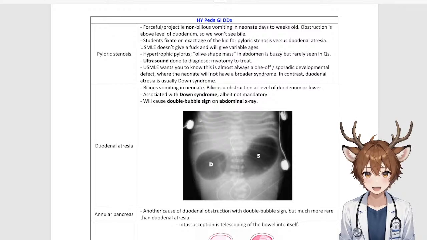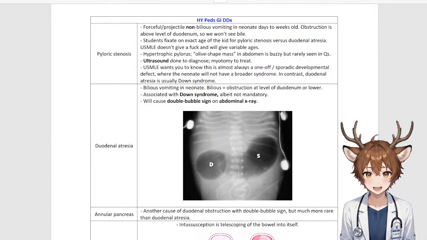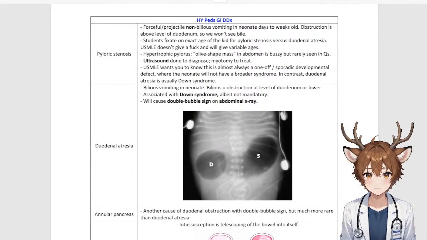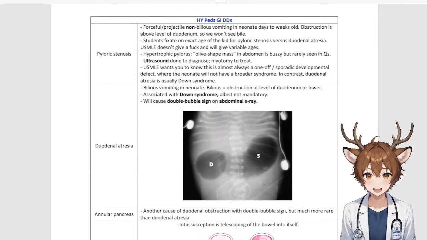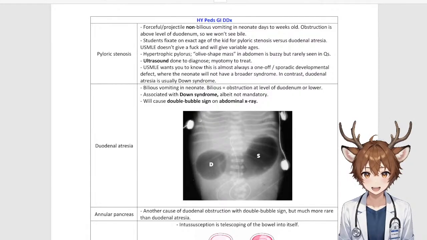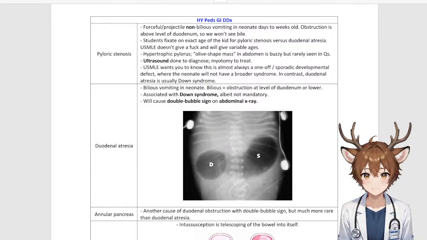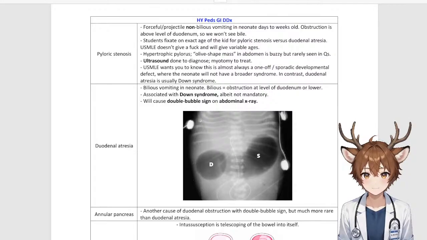USMLE wants you to know that it's almost always a one-off sporadic developmental defect where the neonate will not have a broader syndrome. In contrast, duodenal atresia is usually connected to Down syndrome. But for pyloric stenosis, you will see forceful projectile non-bilious vomiting in a neonate days to weeks old, because it's above the duodenum, so you don't see bile. Duodenal atresia: bilious vomiting in a neonate. Bilious equals obstruction at the level of the duodenum or lower, associated with Down syndrome, albeit not mandatory. Will cause double bubble sign on abdominal X-ray.